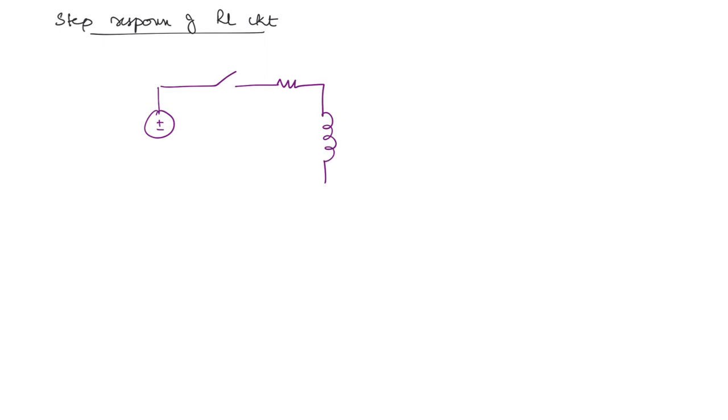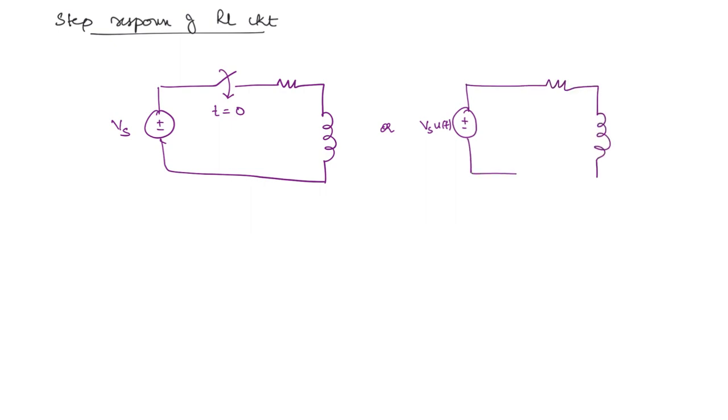Let us now see the step response of RL circuit. Okay, so what will be the circuit? You will have a voltage source, and here you have a switch, resistor and inductor in series. Okay, so here we can take this as Vs, and the switch we can take it to be closing at t is equal to 0. Otherwise you can simply write here Vs u of t. Okay, so I will draw it separately, or Vs u of t. Okay, this is R and L.